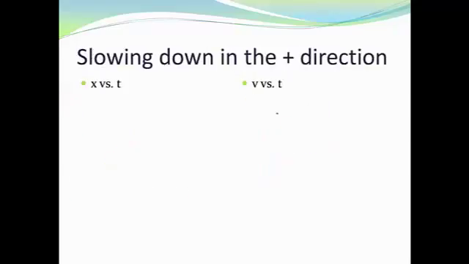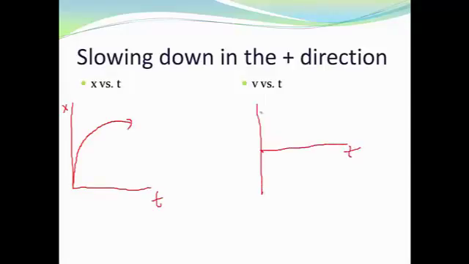Slowing down in the positive direction. In this case, our position versus time starts relatively steep and levels off. So our velocity versus time will be a relatively large positive value, getting smaller. In this case, where I drew it flattening off here, it would get all the way down to 0.